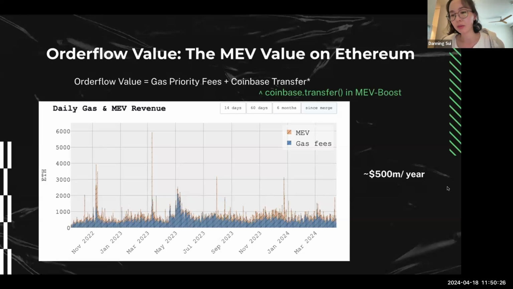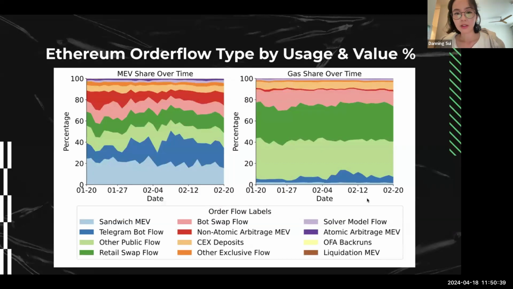And a high level number is that 500 million is basically the total value that was paid out to validators in the first year after the merge. Here is a more detailed breakdown of what order flow types we're talking about and what MEV value they carry.